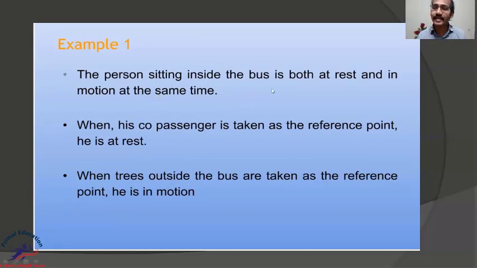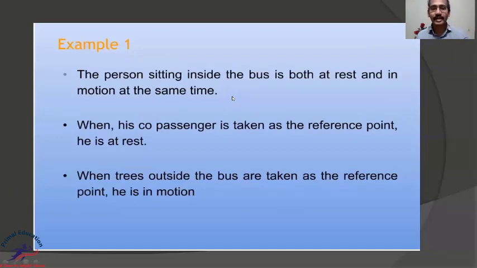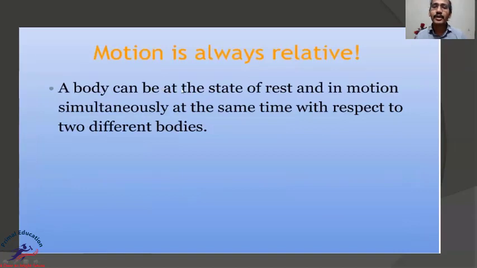A person sitting inside a bus is both at rest and in motion at the same time, if co-passengers are seeing from inside and other people observe from outside. Yes, according to co-passengers, they are at rest. According to a tree or bus stop outside, they are in motion. Clear? Motion is always relative. A body can be in a state of rest and in motion simultaneously at the same time with respect to two different bodies.